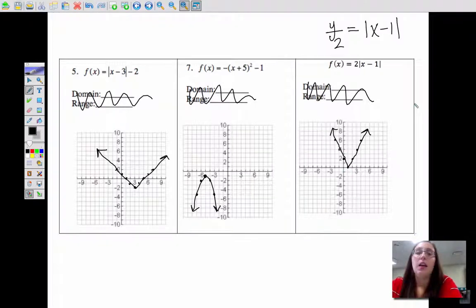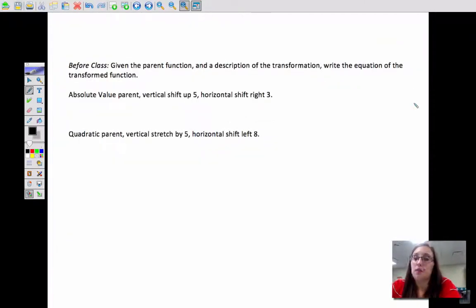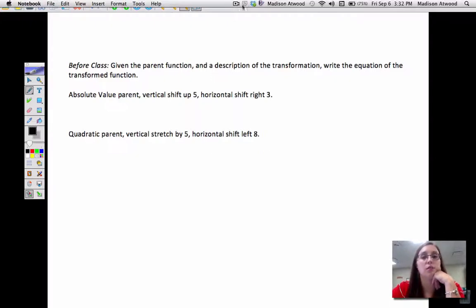Okay. So before class, you just need to read through these 2 examples. What I want you to do is try to write an equation for each of these functions. So you've got an absolute value function and a quadratic function. I've given you some descriptions of transformations, and I just want you to take those and incorporate them into an equation for those 2 functions.